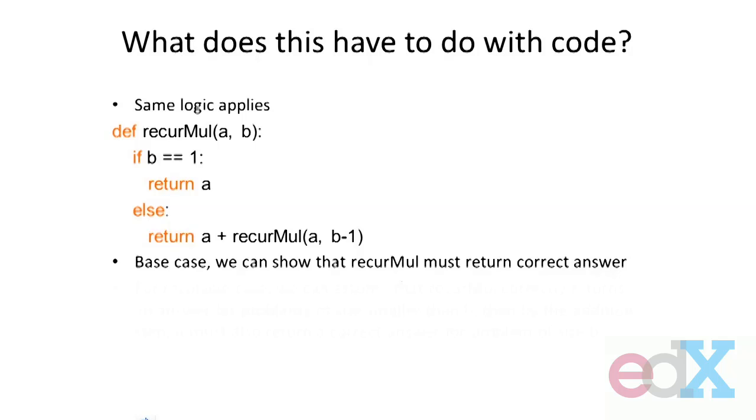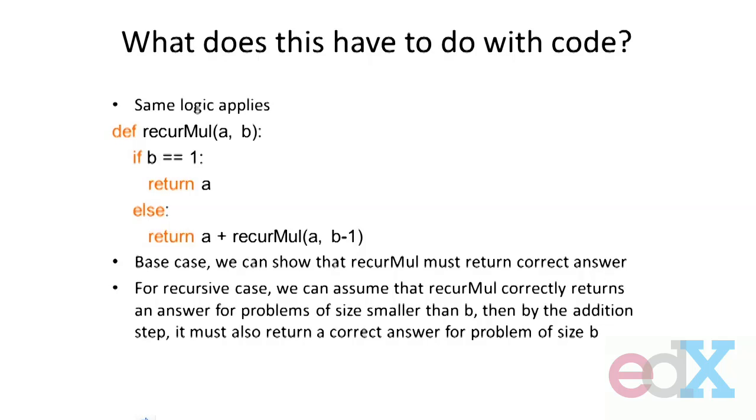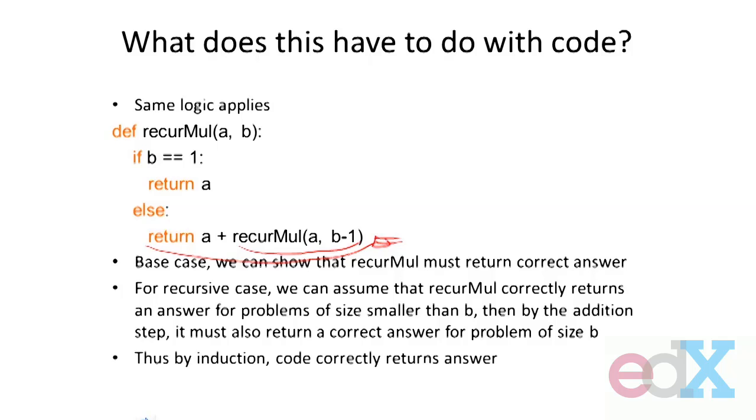And then what do we know? In the recursive case, we can assume that recursive mul correctly returns an answer for problems of size smaller than b. And then what do we know? Well, by this step right here, we know that this is not only going to give us an answer, it's going to give us back the correct answer for a times b minus 1. And therefore, we can deduce that this will return an answer, because it's just doing an addition, and it's giving us back the right answer. So it must give us back a correct answer for a problem of size b. And therefore, by induction, we've just shown that this code always stops and returns a correct answer. And when I say always stops, I mean if we give it an appropriate value for a and b.